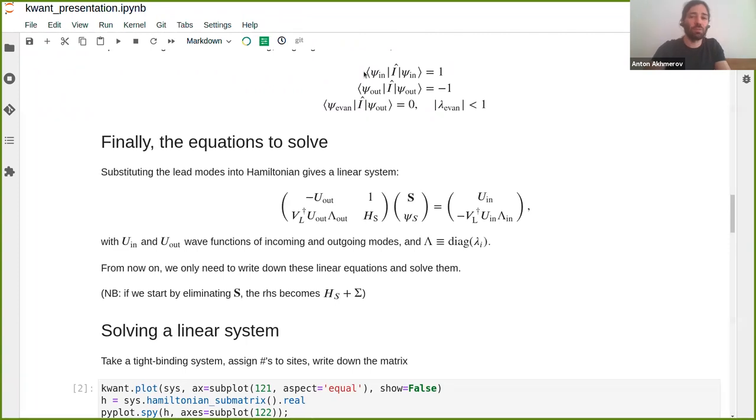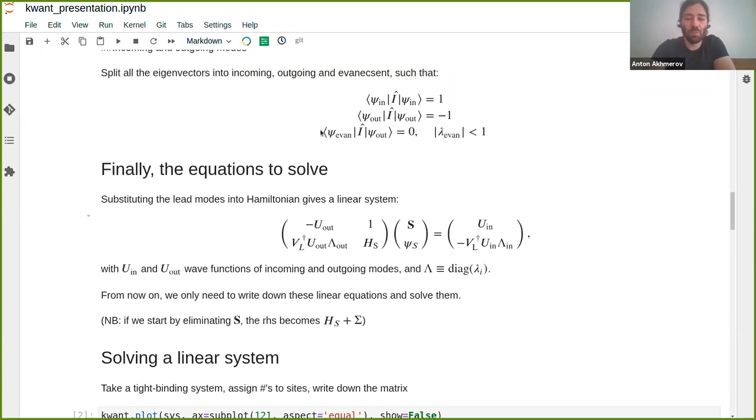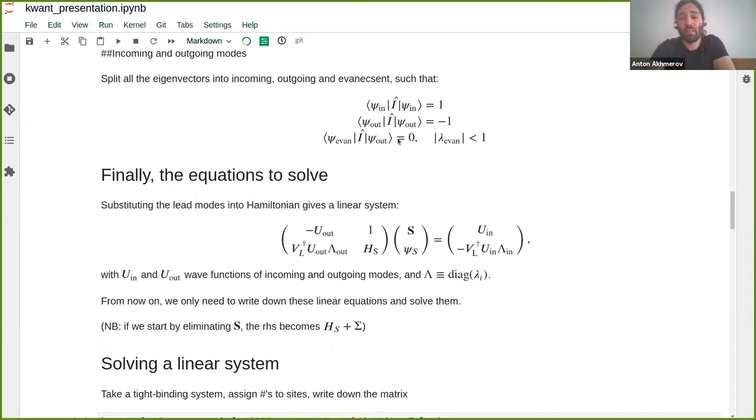We can isolate these in the solutions of the eigen problem by computing the expectation value of the current operator, and also normalizing each mode to carry a unit current. So as I described, we have outgoing modes and incoming modes. There are also modes that are not normalizable, and these are not propagating waves. These are evanescent, and these have an absolute value of the eigenvalue smaller than one, so they become exponentially small away from the scattering region. They're not extremely interesting to study, but we do need these solutions in order to solve the tight binding system, otherwise it becomes underdetermined.